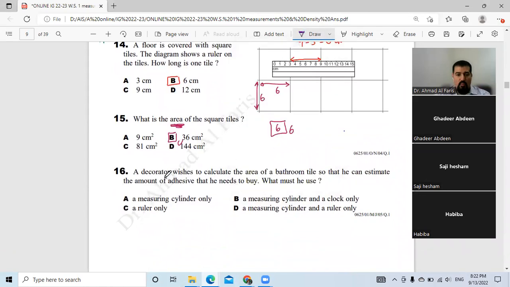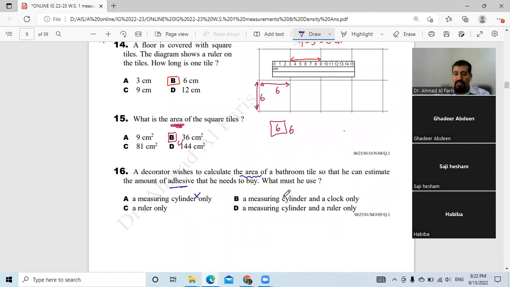Next, question number 60. A decorator wishes to calculate the area of a bathroom tile so that he can estimate the amount of adhesive that he needs to buy. What must he use? Look here, I need to calculate the area. What do I need? Do I need a measuring cylinder to measure the volume of the bathroom? No, it measures only the water that comes out of the tap.